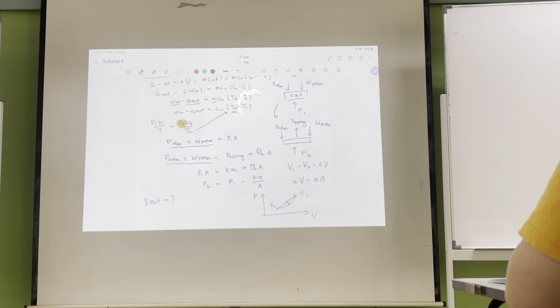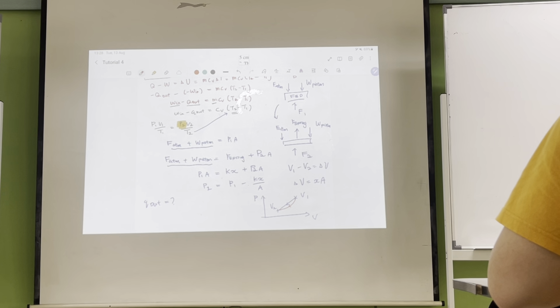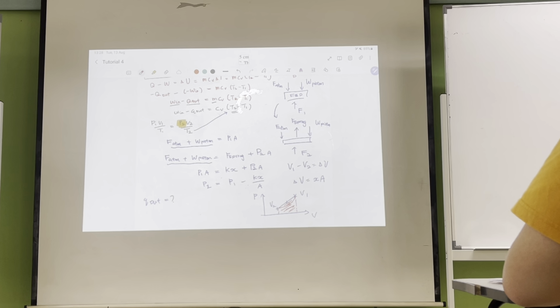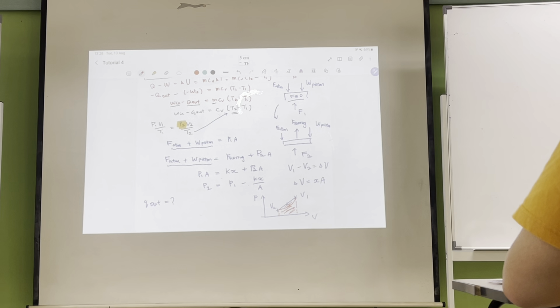Oh, wait, sorry, just now I think I said something a bit wrong about the boundary work. The boundary work in this case will actually be this one, not this kx squared. So it is the area under the curve, this whole thing. So you can find boundary work through the area under the PV diagram. I forgot about the initial, right?